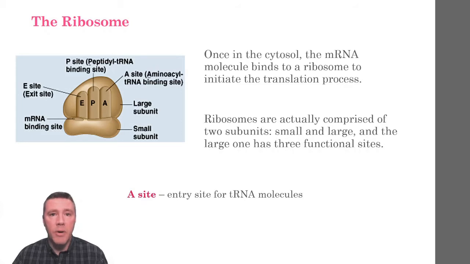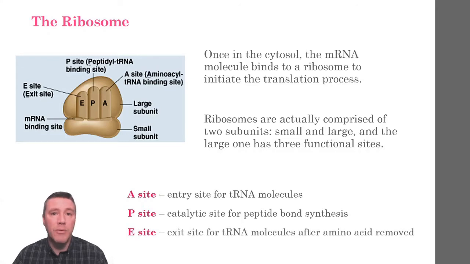The peptidyl tRNA binding site, or P site, is where peptide bonds are formed between amino acids, linking them together. During translation, this is also the site at which the growing polypeptide would be located. The final site of the large ribosomal subunit lacks a chemical name and is simply called the exit site, or E site. From here, tRNA molecules that have donated their amino acid to the polypeptide under construction would then exit the ribosome. With an understanding of the structure of a ribosome, let's now see it in action.